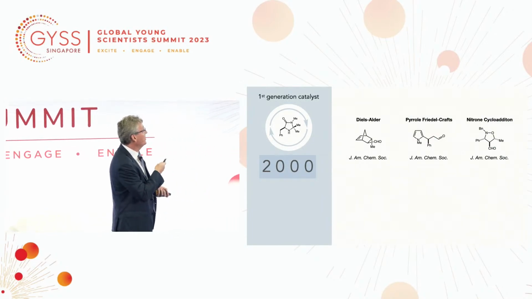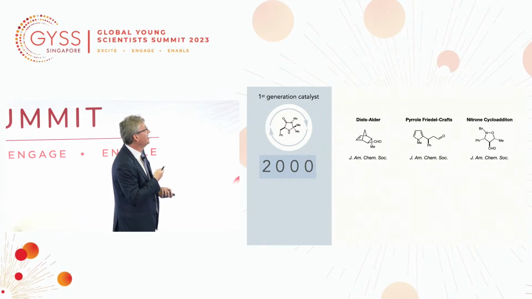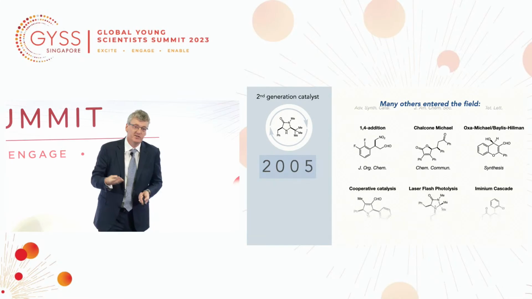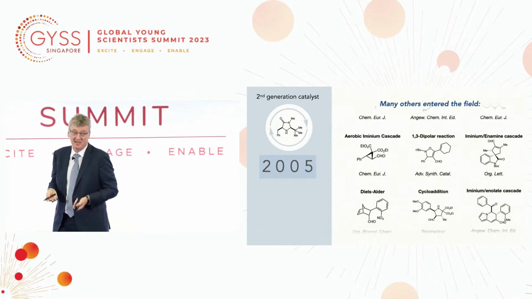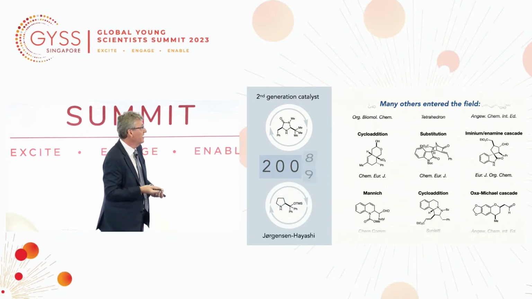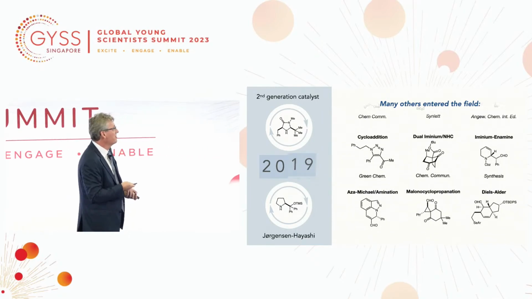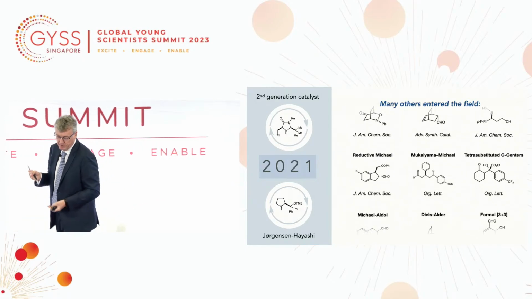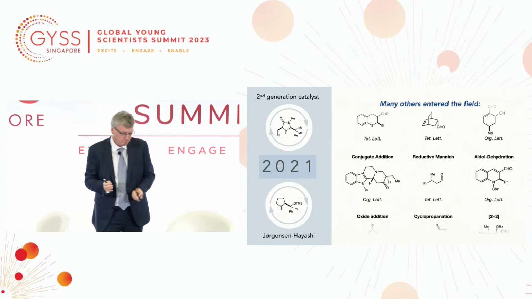And so this was our original catalyst. It gave us 3 reactions. When we move now to the 2nd generation catalyst, it literally led to hundreds of reactions which are now successful. And in fact, Jørgensen and Hayashi came along, and they were able to show that using this other catalyst, you could expand this even further, which was really, really wonderful to see.